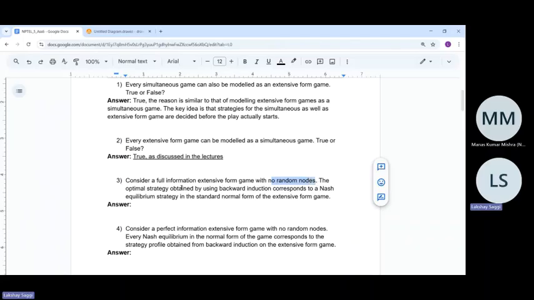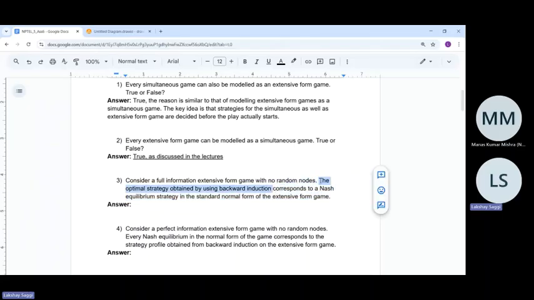So the optimal strategy obtained by using backward induction corresponds to a Nash equilibrium strategy in the standard normal form of the extensive form game. So what do you think, man? Is this statement true or is this statement false? So basically, the optimal strategy obtained by using backward induction.